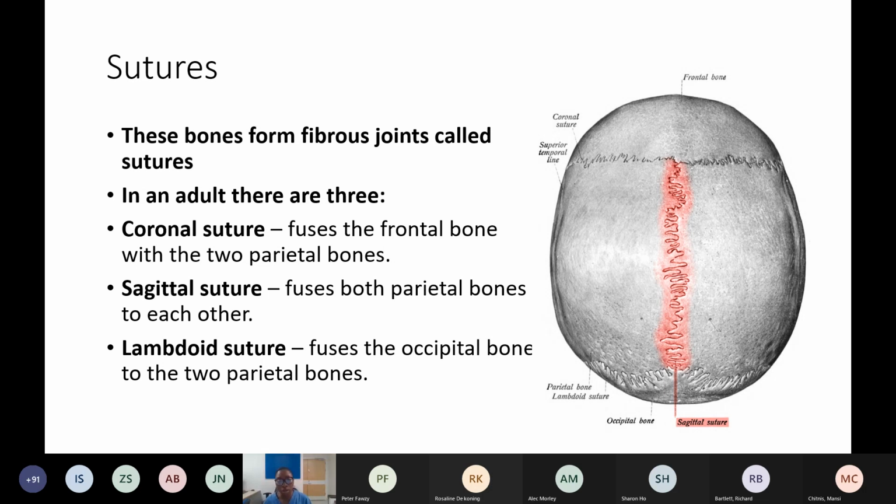So the coronal suture fuses the frontal bone to the two parietal bones. The sagittal suture fuses the two parietal bones here in the midline. And then the lambdoid suture fuses the parietal bones to the occipital bones. Now, the coronal and the sagittal suture, I just like to focus on here because these are words that we also use when we're talking about planes.